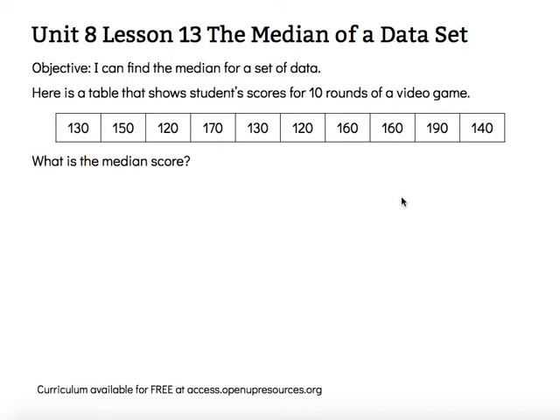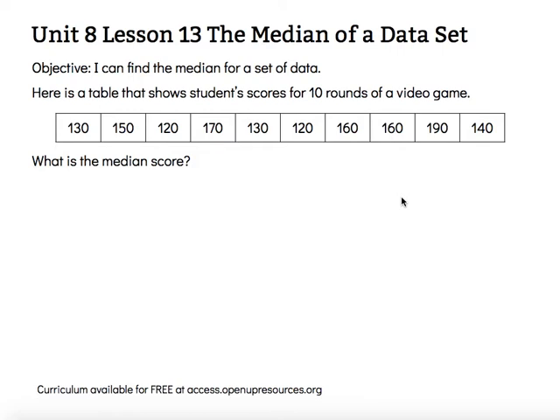Here is a table that shows students' scores for 10 rounds of a video game. So you can see we have some scores, and if I scan those scores, it looks like the range is in between 120 and 190 points. So if I wanted to find the median, or the middle, then I would need to look to the middle of the data set. Now, if I look just to the middle as it is, then it looks like my middle is in between 130 and 120. But if I had taken these scores in a different order, then I might have 160 and 190 in the middle, or I might have 150 and 140 in the middle.